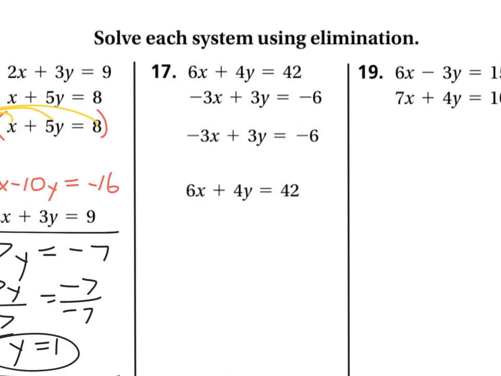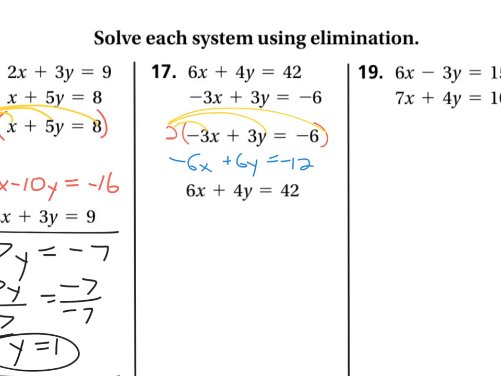Because what I'm going to do here is take this and double it. I'm going to multiply by 2. And what does that result in? It results in -6x. I'll write it in blue. Remember, I'm distributing, so everything gets multiplied by that 2. Plus 6y equals -12.